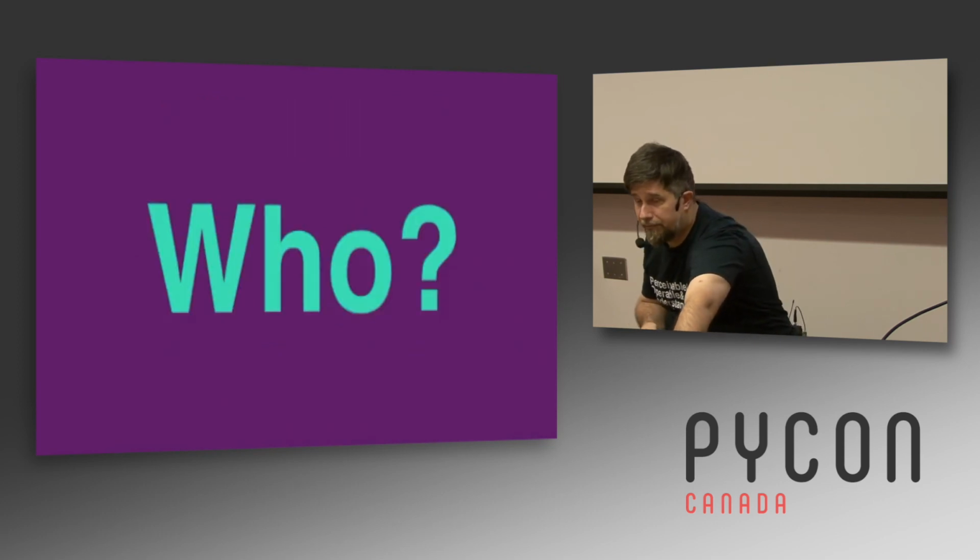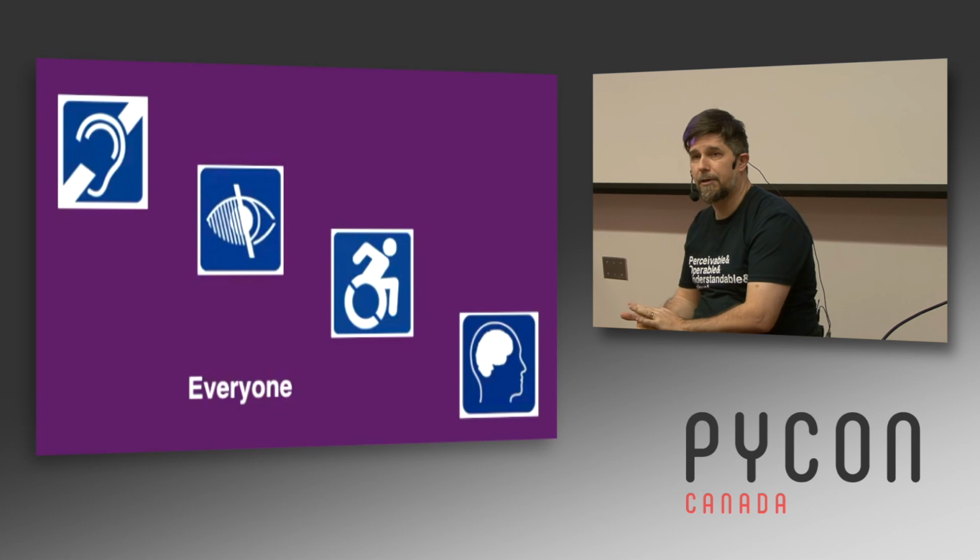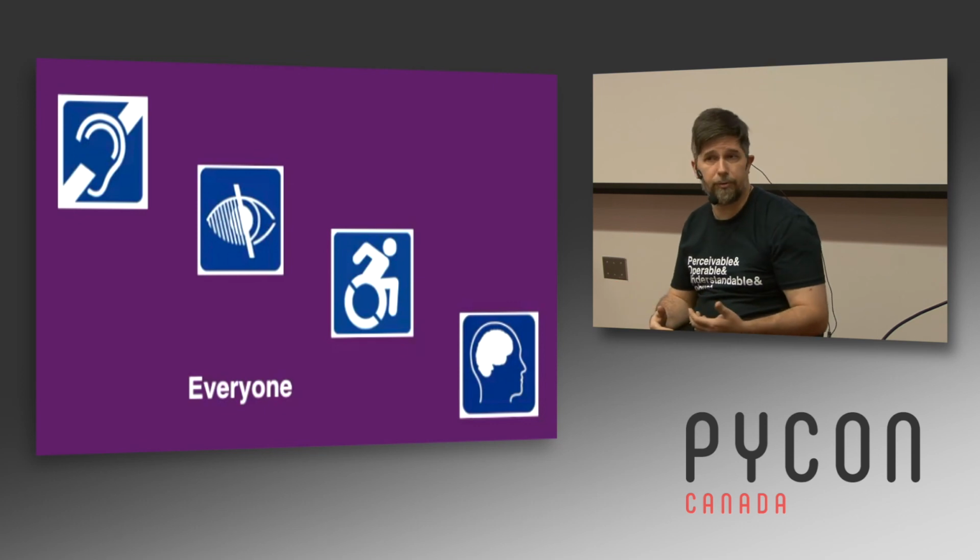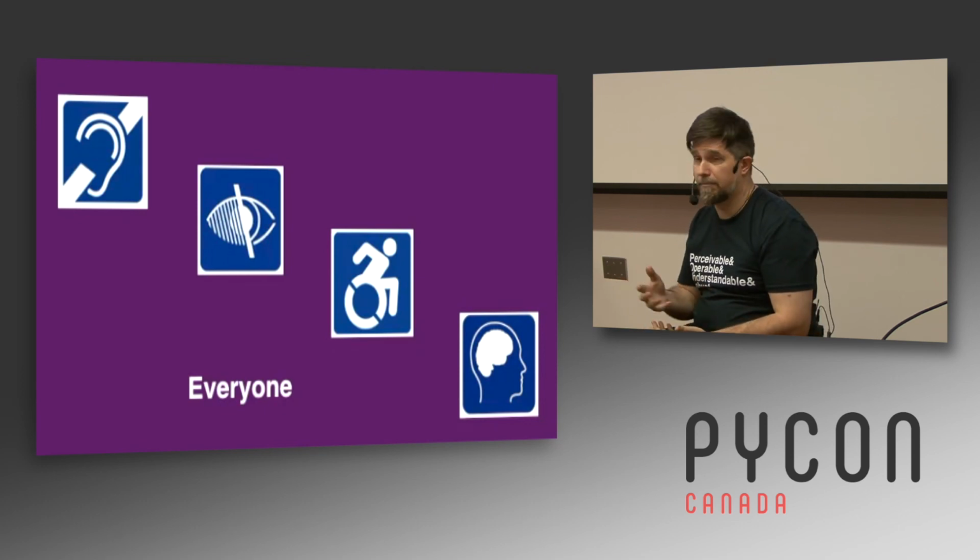Who's accessibility for? We're looking at people that have hearing impairments, so people who are deaf or hard of hearing. We're talking about people who have vision impairments, someone who's blind or has low vision. We're talking about people that have mobility impairments, so a wheelchair user or someone who's got even mild cerebral palsy. They might have a shake and problems using a mouse. We're talking about people with cognitive disabilities.